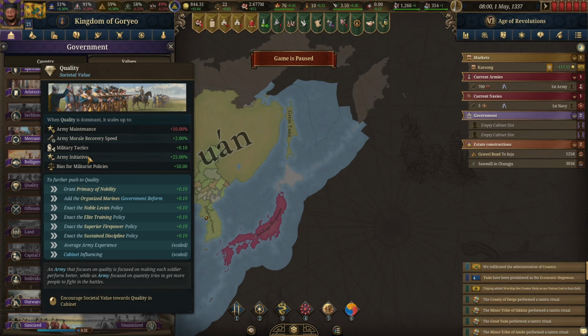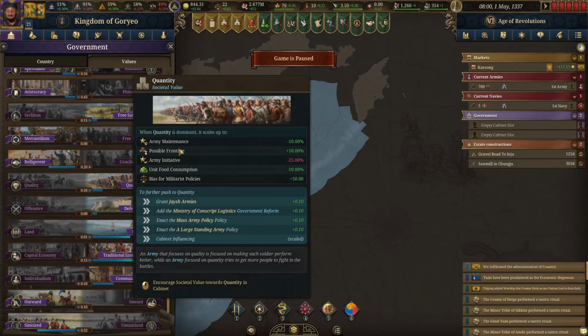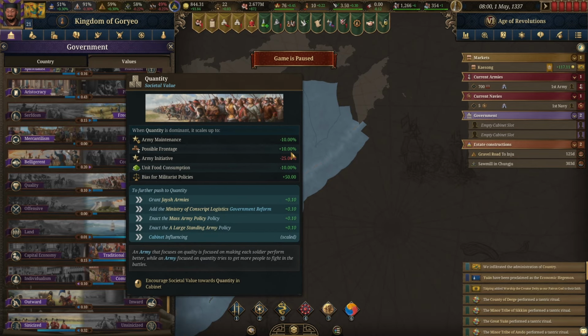As I said, if you've played against the Golden Horde or played as them, you've probably seen how fast battles can go, just because they're all cavalry armies, will often destroy the other army before they even get a chance to respond. Quantity, on the flip side, decreases the army maintenance and gives possible frontage of 10%.